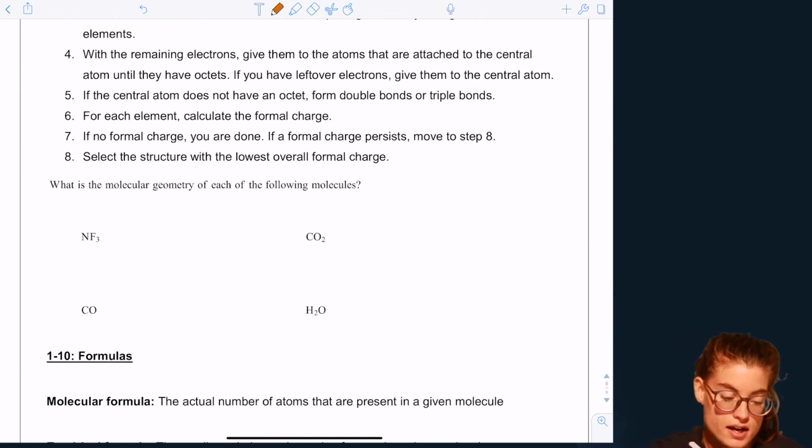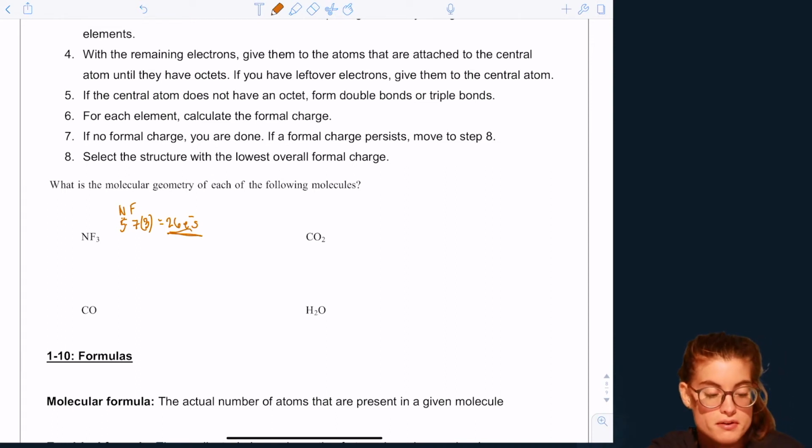So, nitrogen with 3 fluorines. First thing we've got to do is count how many electrons we have total. Don't forget to pause and do this on your own first. Nitrogen has 5 valence electrons. Fluorine has 7, but we have 3 of those little guys. So 7, 14, 21, 26 electrons. Is that correct? Cool. So I've got a math helper over here.